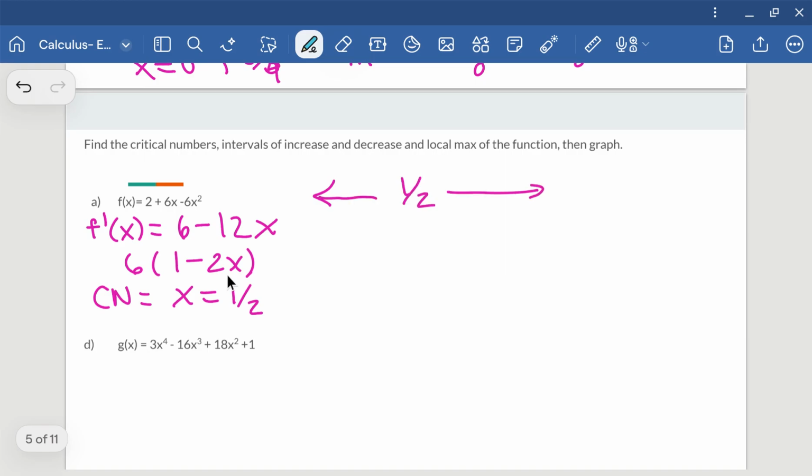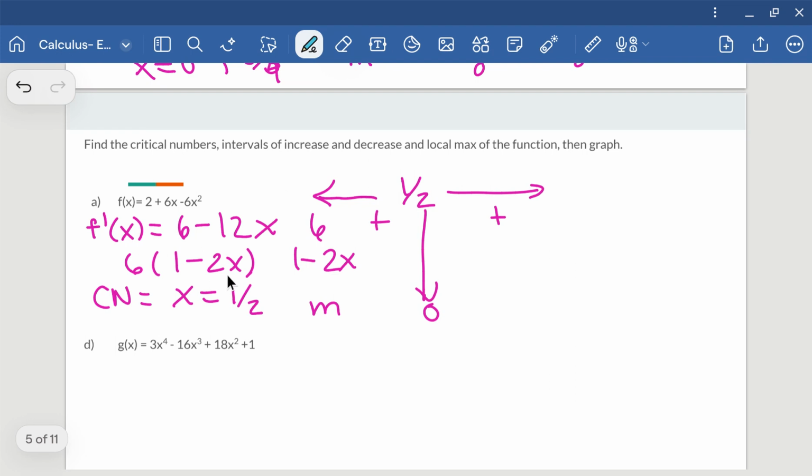When we look at our factors, you do have the number 6. Again, we're going to write that down for habit. Again, it matters more if it was negative. And you have the other factor of 1 minus 2x. And then we're looking at our slope. So that first one, the 6, is always positive. At 1/2, your slope is 0.